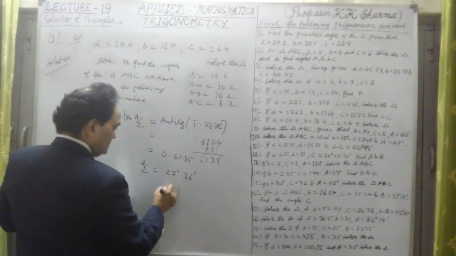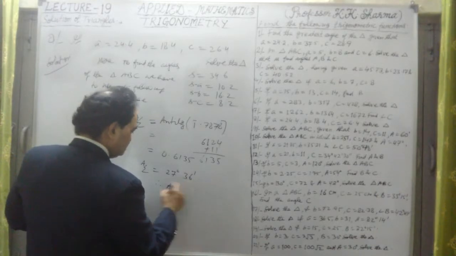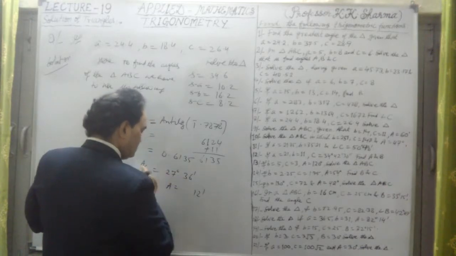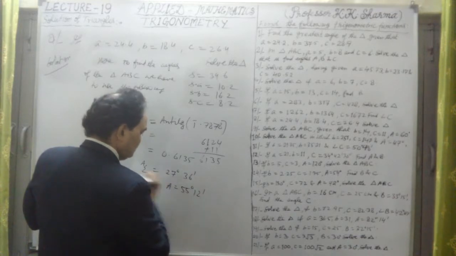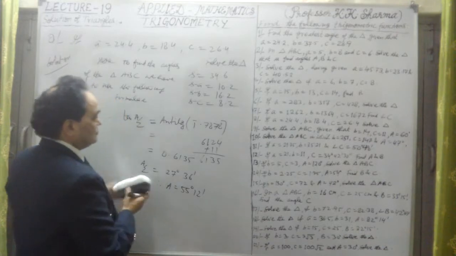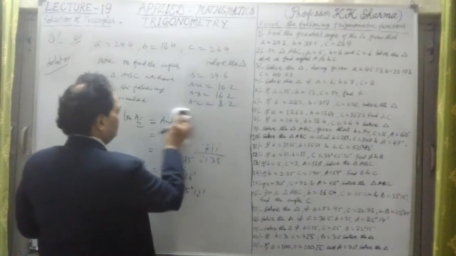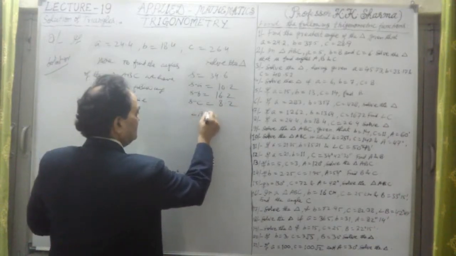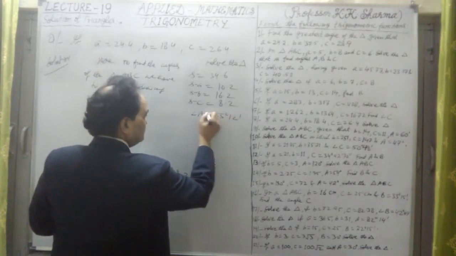Therefore, A is equal to 2 multiplied by 27 degrees 36 minutes. 36 twos are 72, that is 12 minutes, 1 degree will come here. 27 twos are 54 and 1 is 55. 55 degrees 12 minutes. This is the value of angle A. Similarly, we can find angle B. Let me write here, angle A equal to 55 degrees 12 minutes.